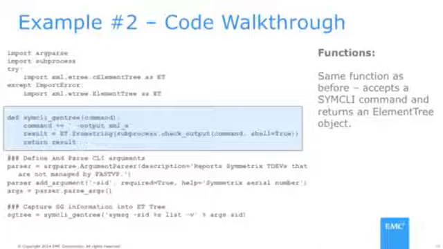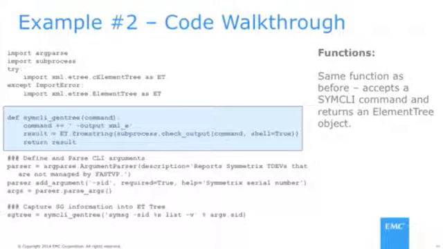It's really easy. Next thing I've got is the SYMCLI gentry function. This is the exact same function we did before, right? It just takes a SYMCLI command, captures the XML output, and generates the XML object and returns it to the caller.